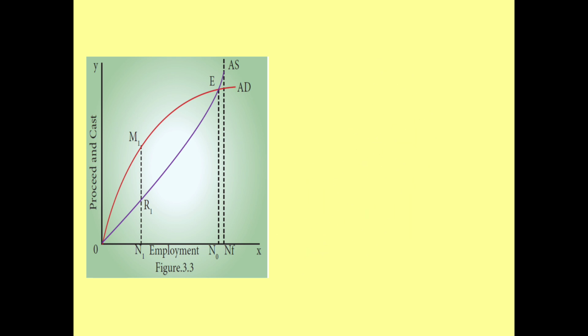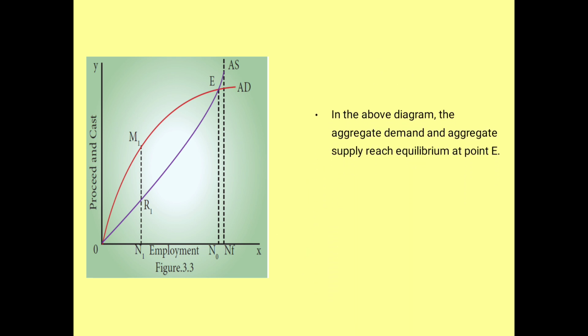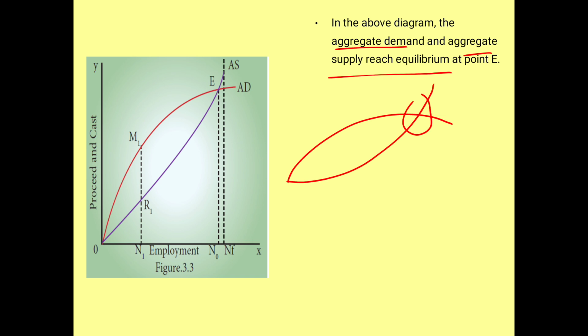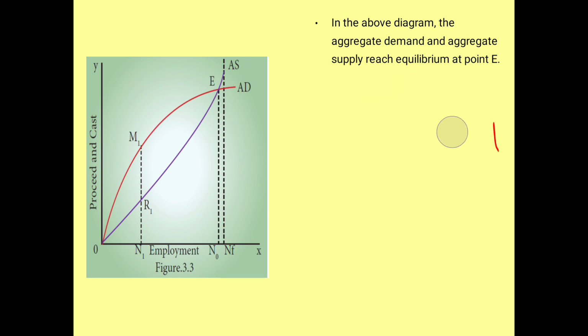So here you can see in this particular diagram, aggregate demand and aggregate supply are at equilibrium at point E. So E is the point of equilibrium. Why is it called the equilibrium point? Because the aggregate demand curve and the aggregate supply curve intersect at this particular point. So this is the AS line and this is the AD line. So this point is called the equilibrium point.